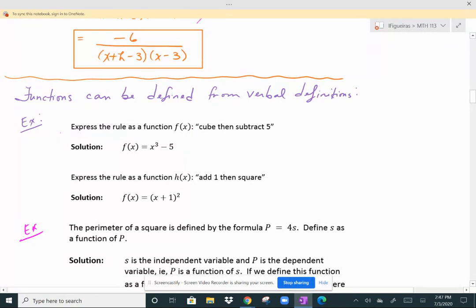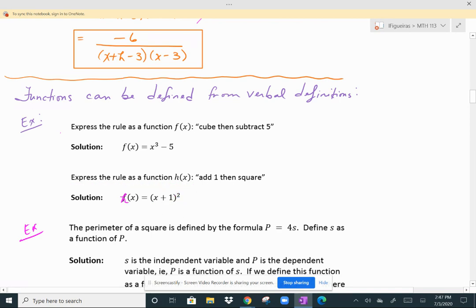Here's another example. Express this as a function of h. So this should be an h here. So, and again, my input is x. It says add 1, then square it. So that means add 1 to x and then square that result. So h of x is x plus 1 in parentheses to the second power.